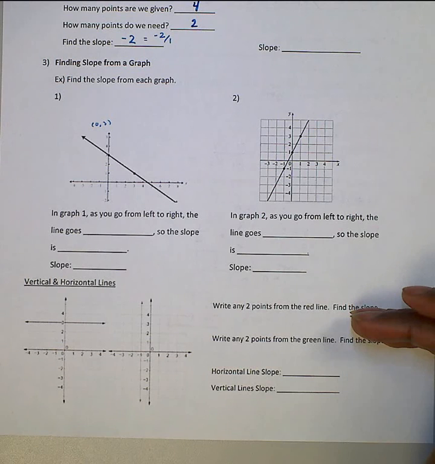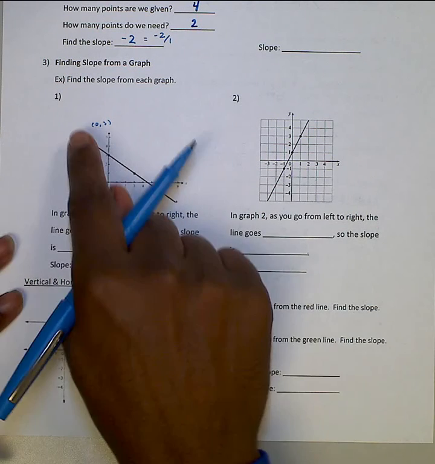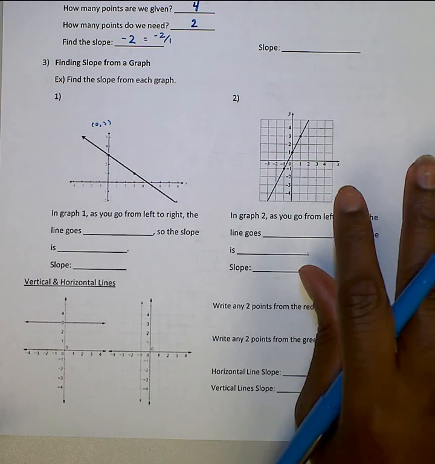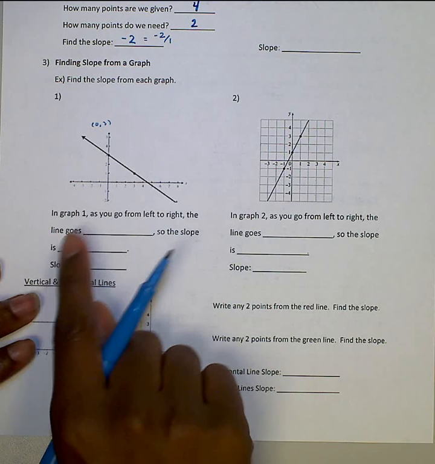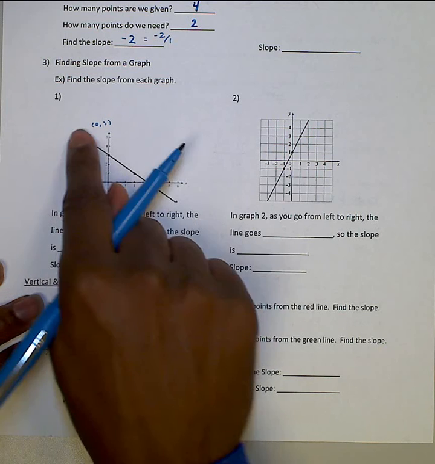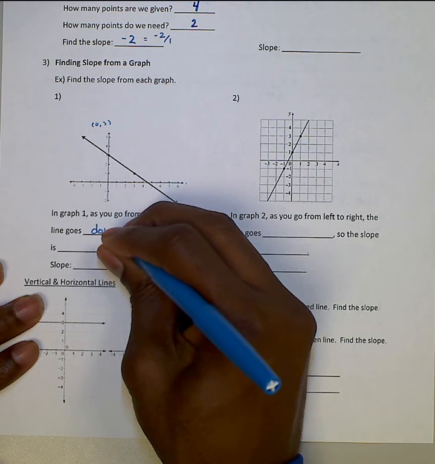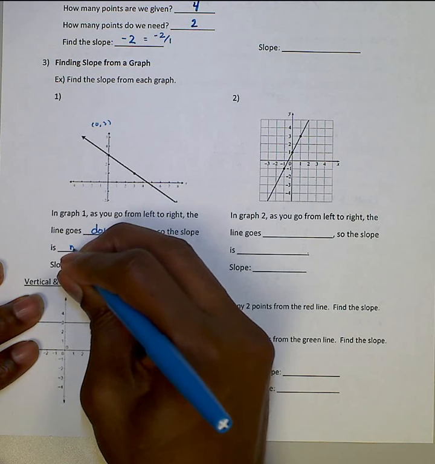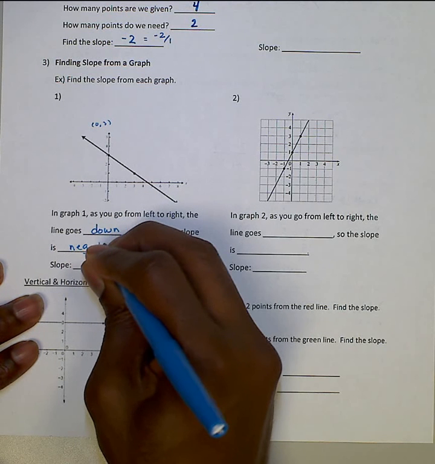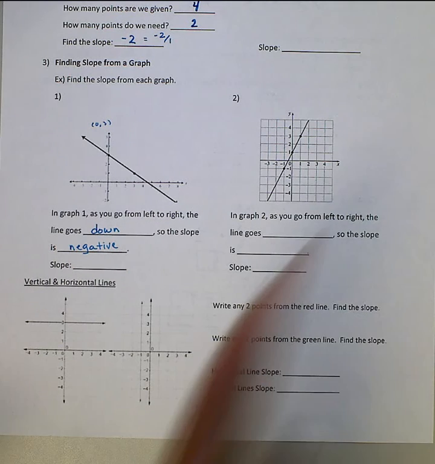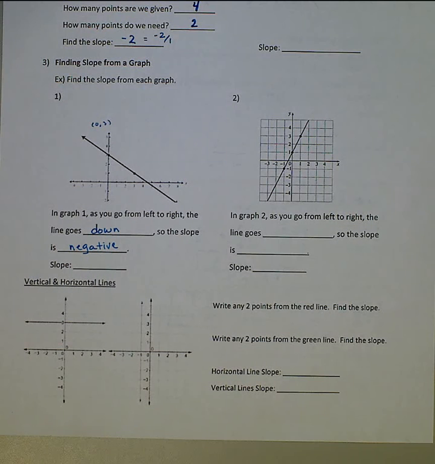With the graph, you can look at it and say, okay, let me see, should my slope be positive or negative? And so in graph 1, as you go from left to right, the line goes down. And so since from left to right the line goes down, you know the slope should be negative. And this is just a way to check that your answer lines up when you're done. And now you're just going to look at the rise and the run.